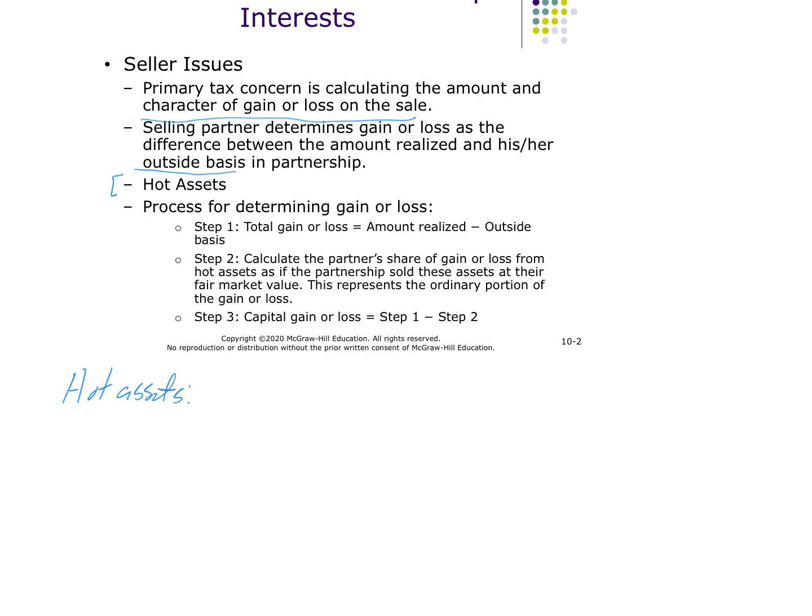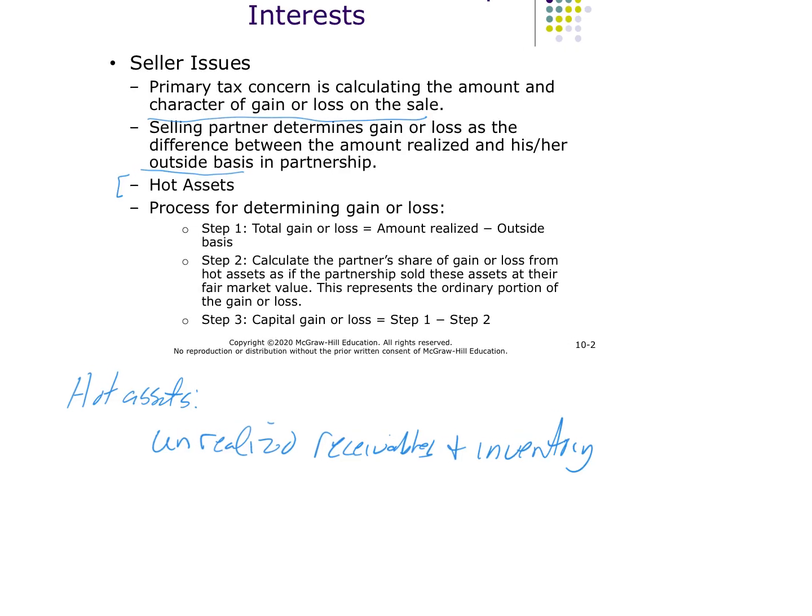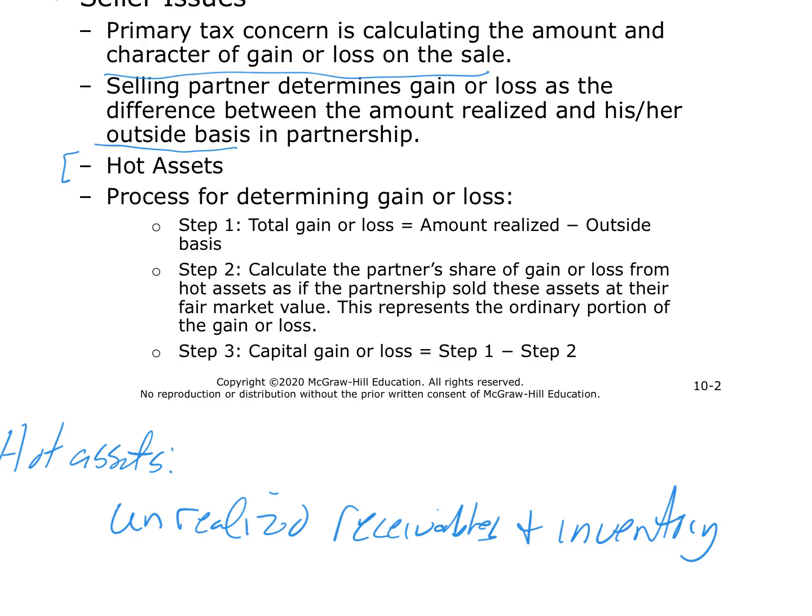A hot asset is an unrealized receivable or inventory. So hot assets are unrealized receivables and inventory. Okay, and so as I said, if a partnership has hot assets, this is going to cause the selling partner to have ordinary gain. And so that brings us to this calculation here.